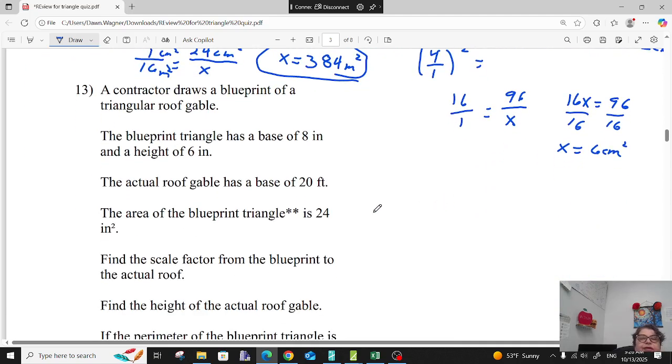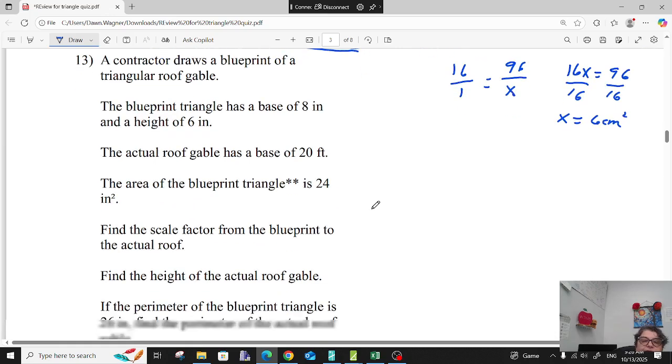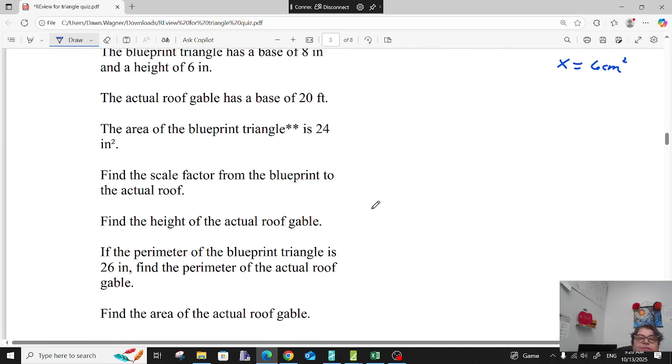Okay, a contractor draws a blueprint for a triangular roof gable. The blueprint has a triangle with a base of 8 inches and a height of 6 inches. The actual roof gable has a base of 20 feet. The area of the blueprint triangle is 24 inches squared. Find the scale factor from the blueprint to the actual roof.